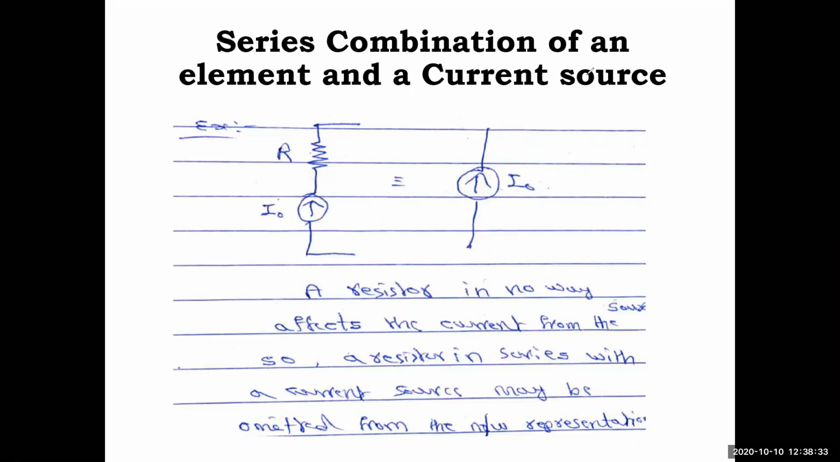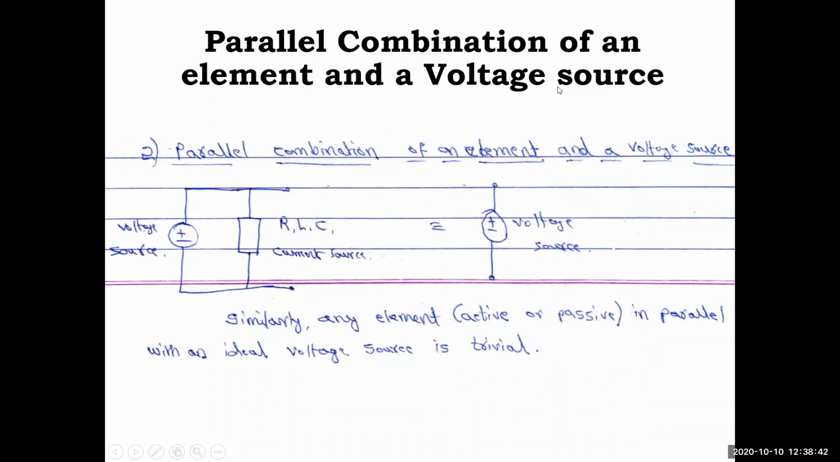Similarly, now we will see a parallel combination of an element and a voltage source. This is also trivial. If you have a voltage source and any of the elements, it may be passive elements like RLC or a current source, then we should give weightage to the voltage source, so that is the voltage source itself. Similarly, any element, active or passive, in parallel with an ideal voltage source is trivial. This you should remember. Very important properties. Solving the first set of problems in module 1, we'll be using this very frequently.